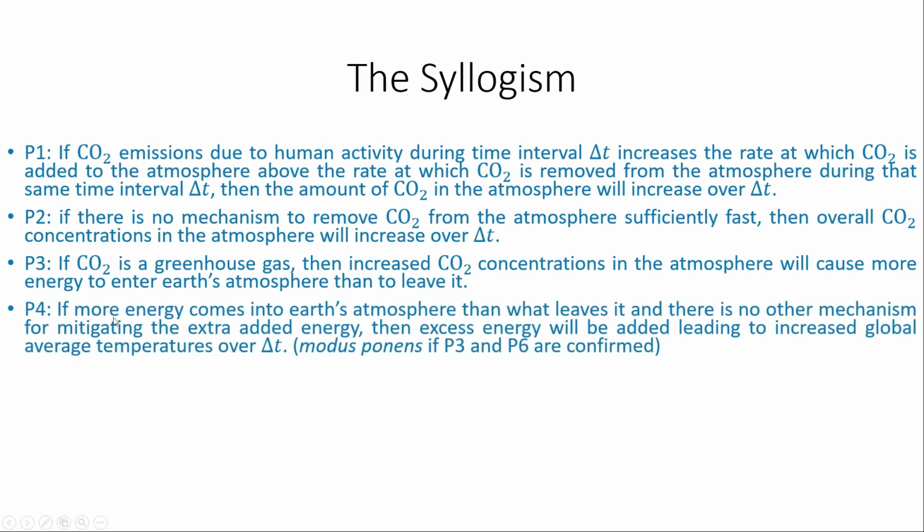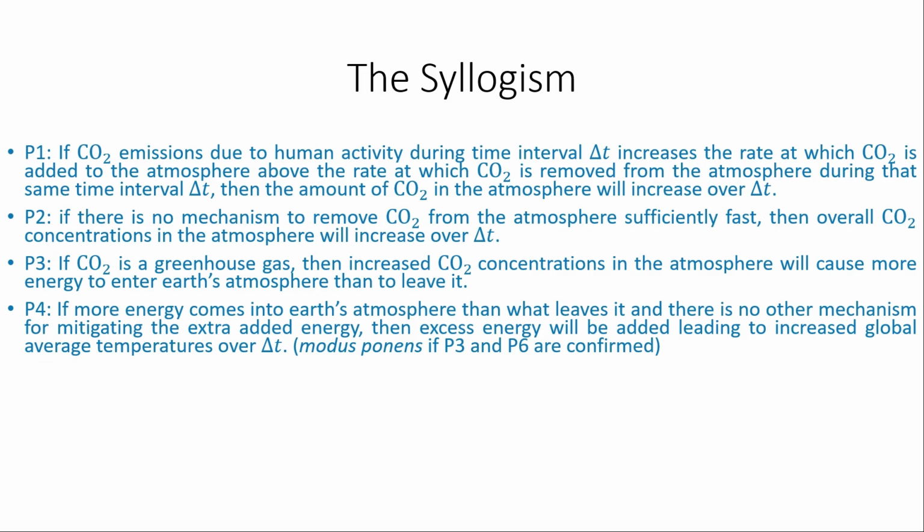Premise 4: if more energy comes into Earth's atmosphere than what leaves it, and there is no other mechanism for mitigating the extra added energy, then excess energy will be added, leading to increased global average temperature over this time delta T. And this one will be confirmed by modus ponens if P3 is confirmed and P6, which we haven't seen yet. So these four right here, I have them colored blue because these are the material conditionals. These are the hypotheticals.